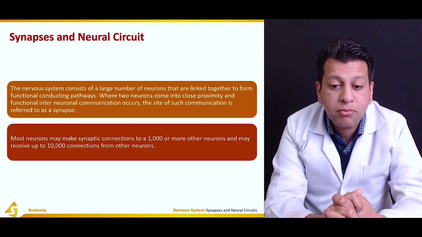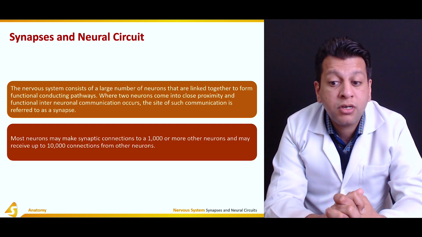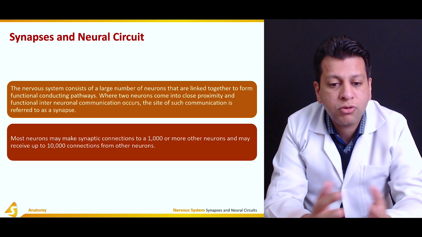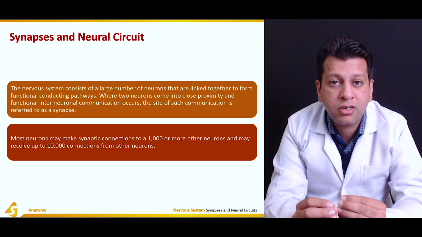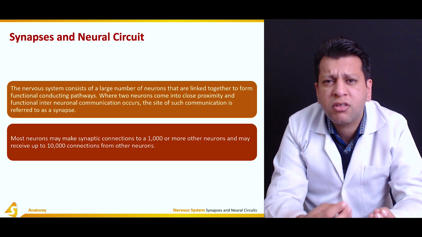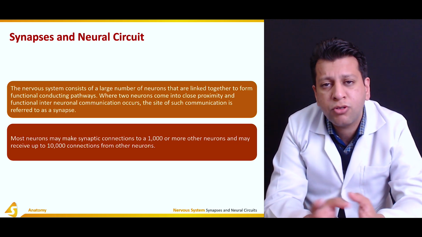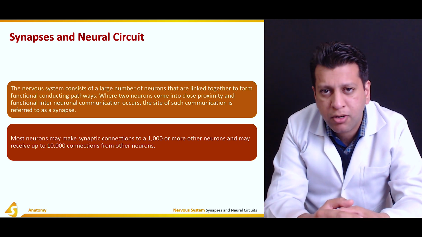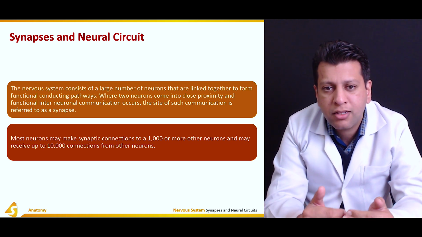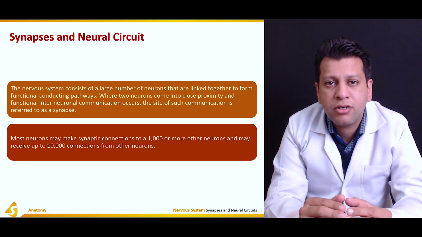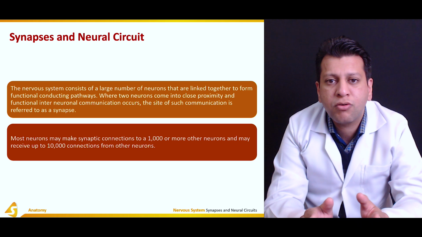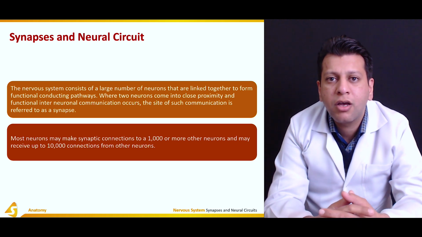Most neurons may make up synaptic connection to 1,000 or more other neurons and may receive up to 10,000 connections from other neurons. So you can very well imagine how closely knit this circuit is. Mostly in the central nervous system, there are multiple neurons. As you know, they are receiving stimuli from multiple neurons. And then there is a long axon, which is then later on spreading in and transferring the action potential over the multiple end organs or effectors.